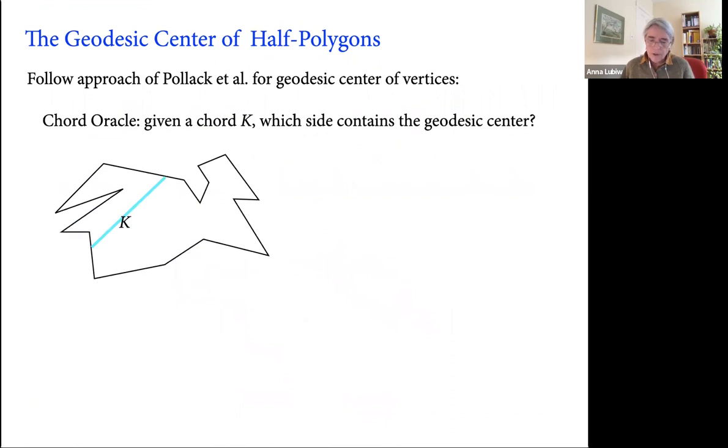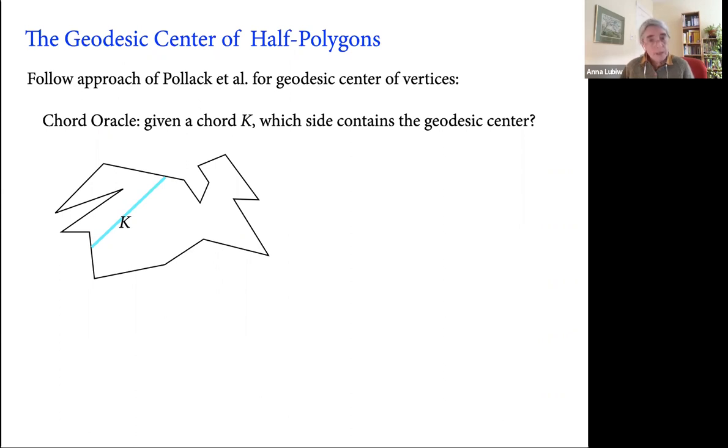So we're going to follow the approach of Pollock et al. They first design something called a chord oracle, which decides where the geodesic center is relative to a given chord. So you tell it a chord, and it's going to say, is the geodesic center in this half or in that half? And we're going to query the chord oracle with many such chords K. The geodesic center might also be on K, so that's a third alternative answer that might be given.